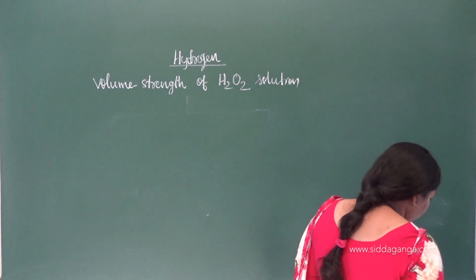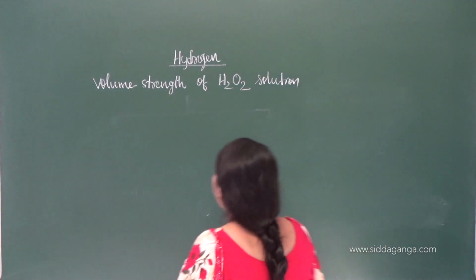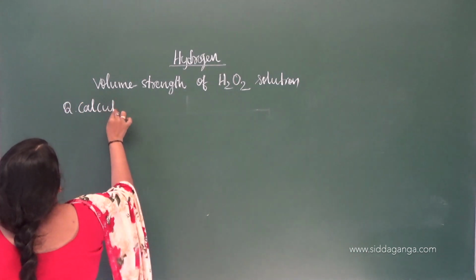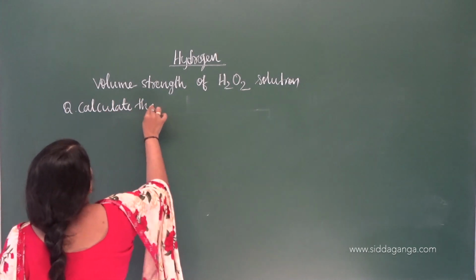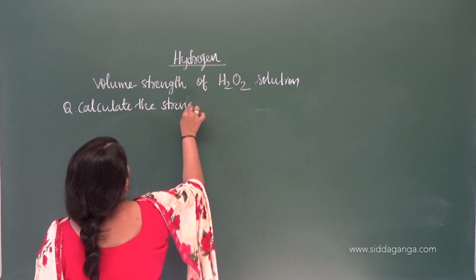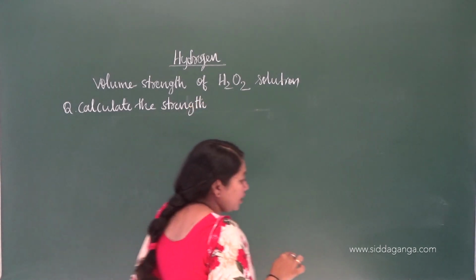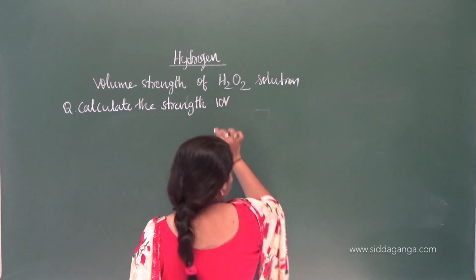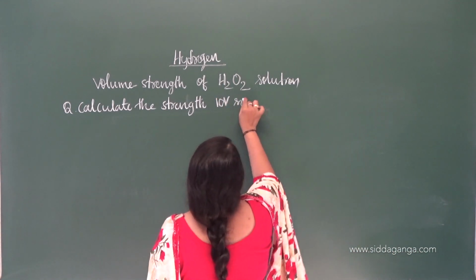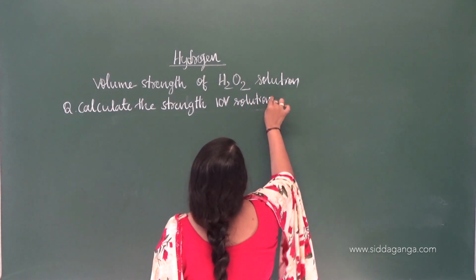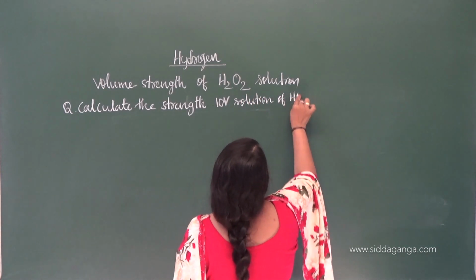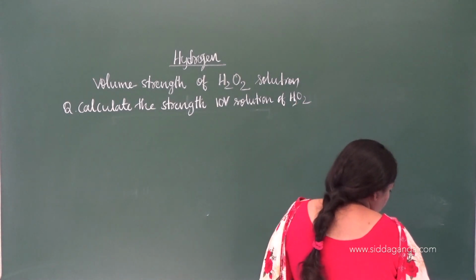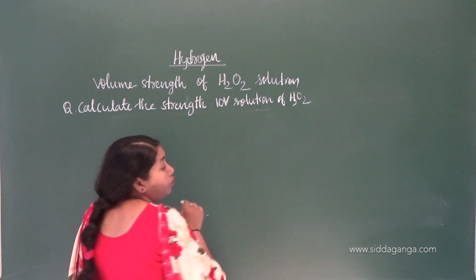Okay, so I have a question. Calculate the strength of 10 volume solution of H2O2. So what is the meaning of 10 volume here?